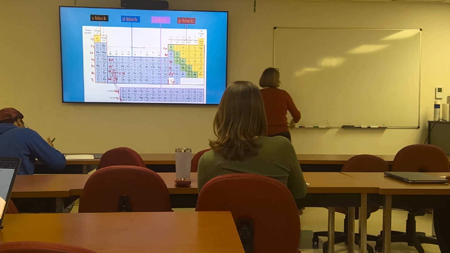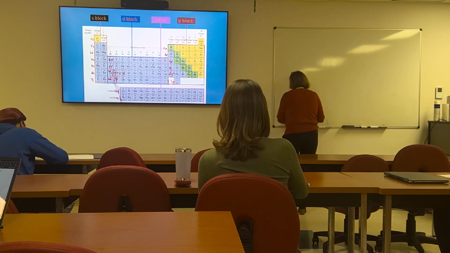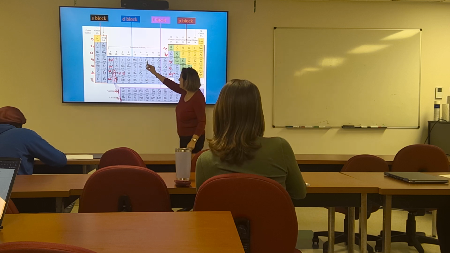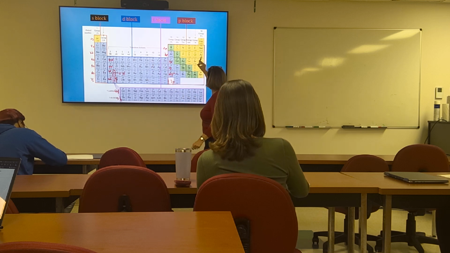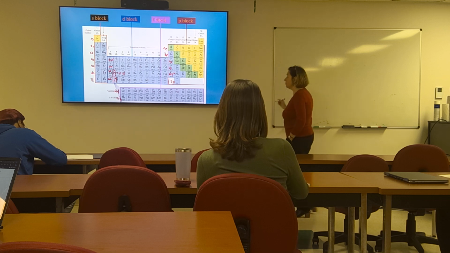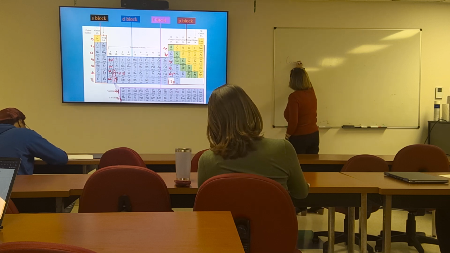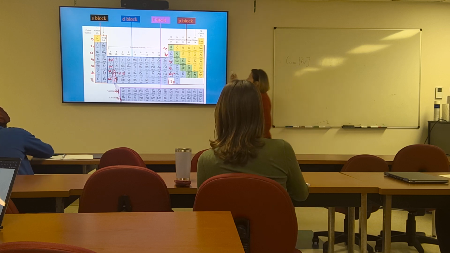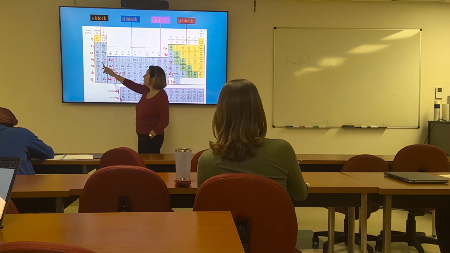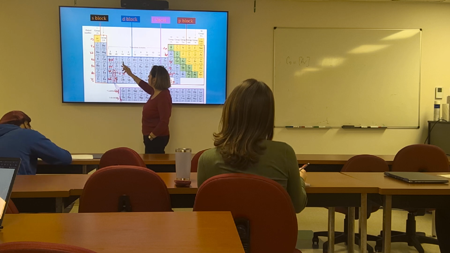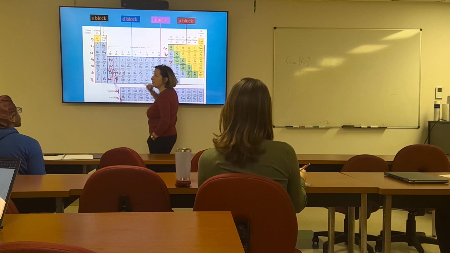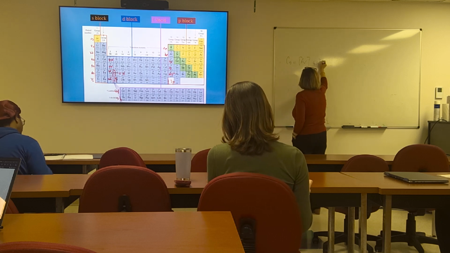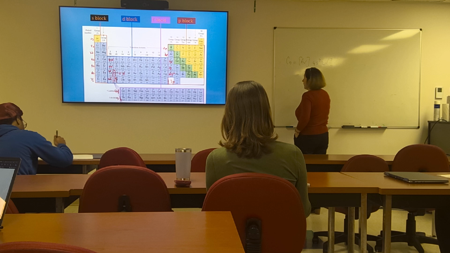So if I wanna write the configuration of cobalt, and I'm gonna write the shorthand version. The configuration of cobalt starts with number 27. You go up 1 line and to the end. So argon is your noble gas. So cobalt is like argon, to which you have to add what's left. 4s2 and 3d, 1, 2, 3, 4, 5, 6, 7. 3d7. So 4s2 and 3d7.